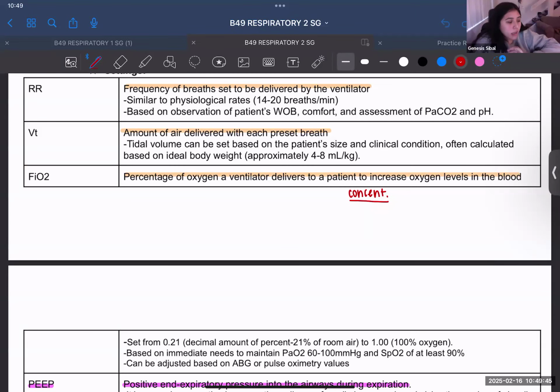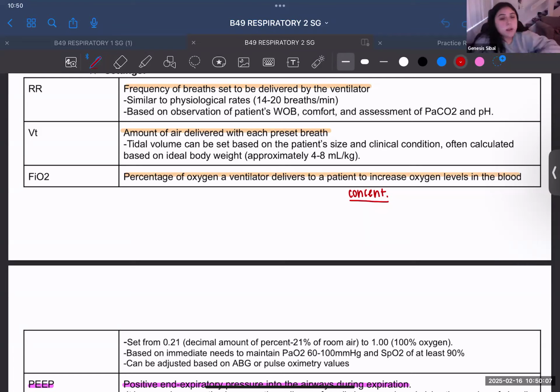It also helps to see the patient's work of breathing, if they're comfortable. If I'm breathing too fast and my chest is going up and down, I'm gonna get tired, right? So let's keep it at a set rate. So frequency of breaths, right? Tidal volume, same exact thing as the volume. How much amount of air are we giving for each breath?